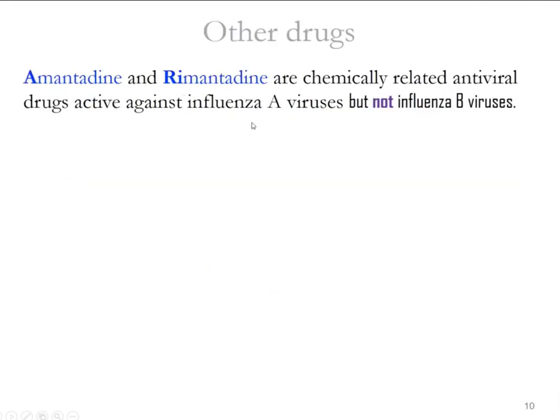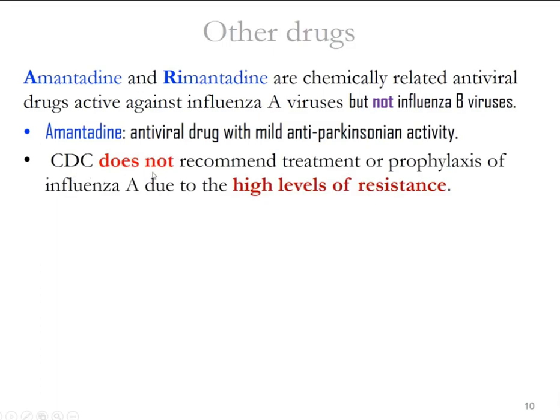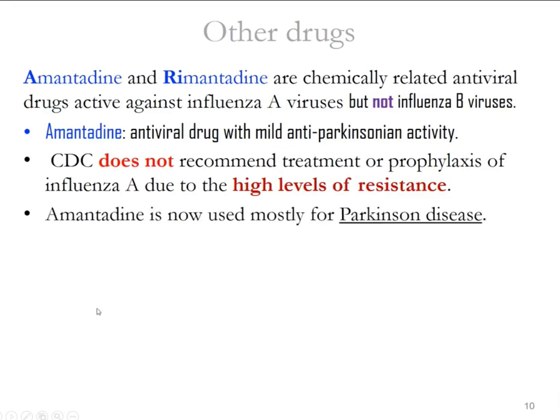Other drugs, amantadine and rimantadine, are good for influenza A, but not for influenza B viruses. It's an antiviral drug with mild anti-Parkinsonian activity, but the CDC does not recommend, these are updates, treatment or prophylaxis of influenza A with amantadine due to high levels of resistance. Keep in mind, when you go to practice, refer to the CDC and then take decisions. I don't want you to trust textbooks for treating patients. All patients will have individualized treatment. Use your brain, be smart, and refer to all those links. I will give you some of them today.